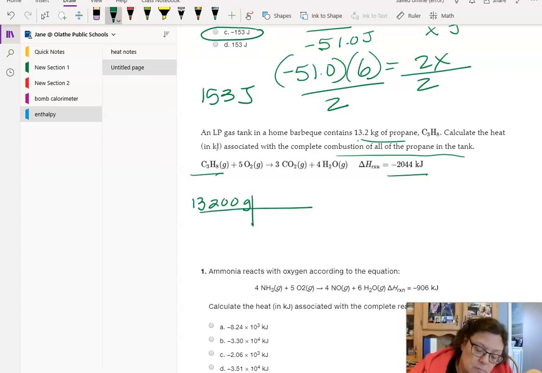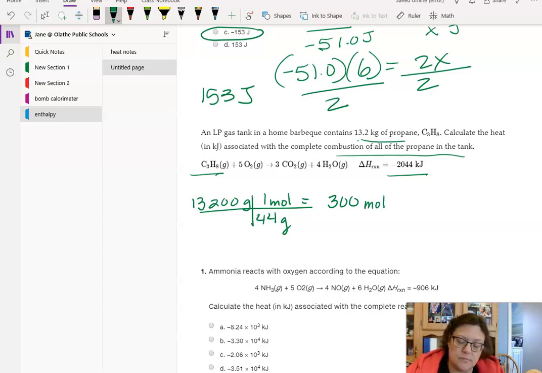So the first thing we have to do is change that to moles. How do I change that to moles? Well, I got to know the molar mass of propane. Carbon's 12 times 3 is 36 plus 8 hydrogens. It's 44. I should have remembered that. So we're going to take 13,200 divided by 44, and we're going to get 300 moles of propane.